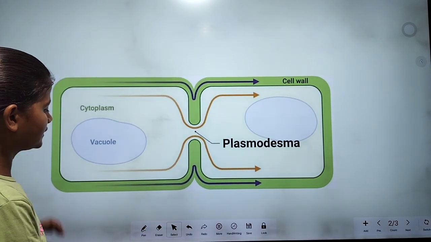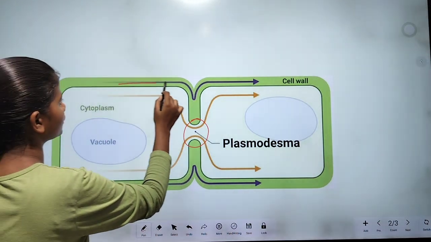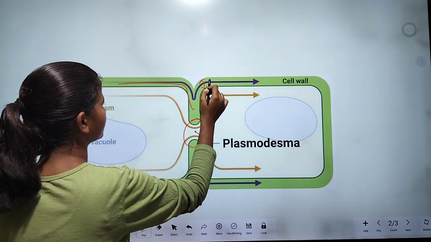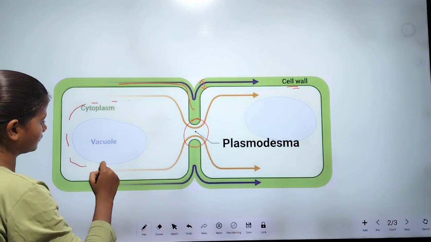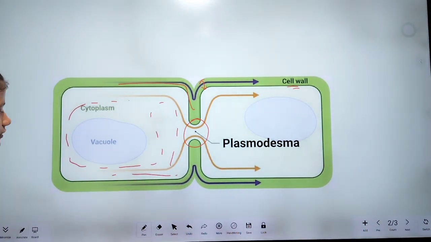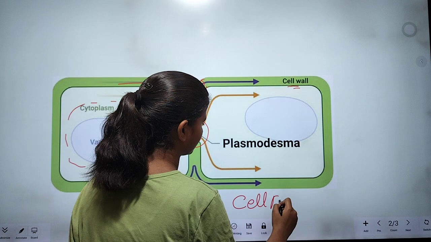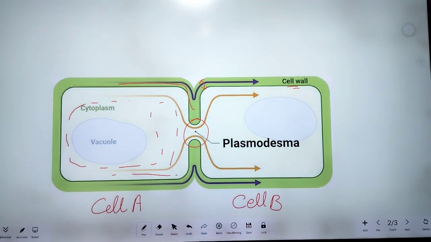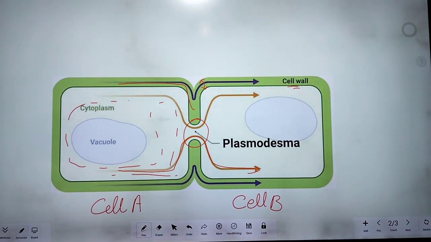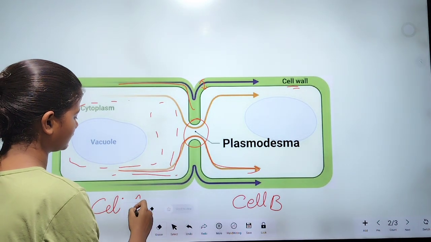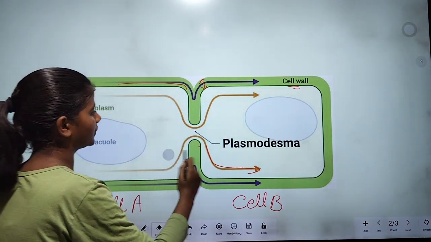Like here you can see, this one is our plasmodesmata. Okay, this one is our cell wall, and this one is our cell wall. Okay, and this one is the cytoplasm of this cell. This one is cell A and this one is cell B. So here you can see that plasmodesmata help in the transfer of material from A to B, which helps to maintain the continuity of the plant cell. Okay.